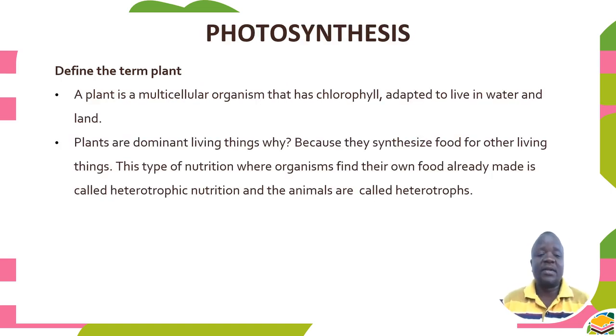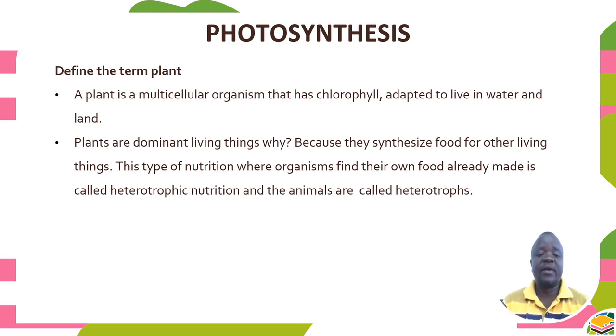Now let us look at photosynthesis. So we have to define this term, photosynthesis. When we look at plant structure and function, we are looking at how plants make their own food and other things. But before that, we need to know where this photosynthesis process is taking place. So let us look at the term plant. What is a plant itself? Because mainly photosynthesis takes place in plants.